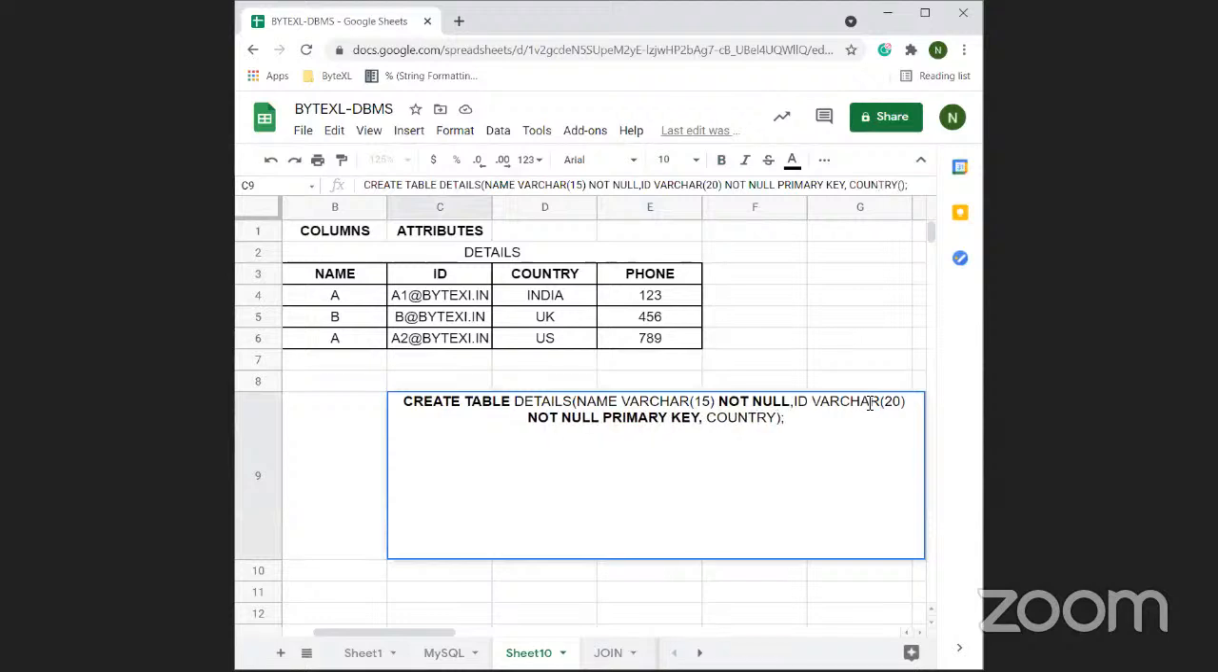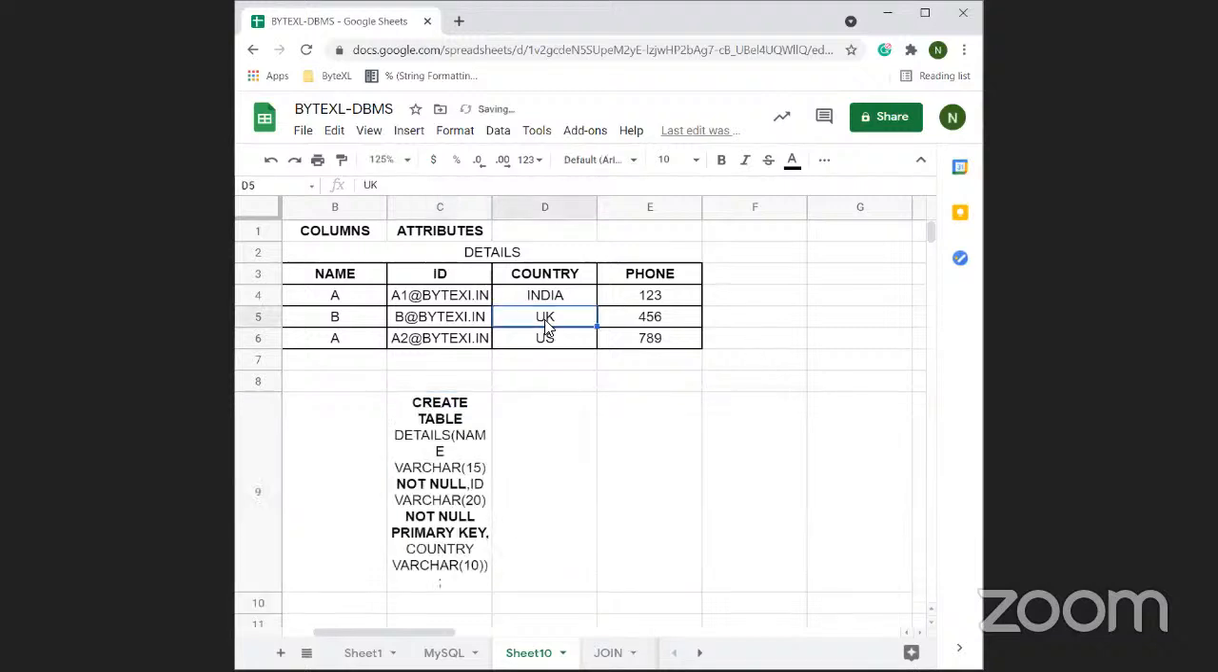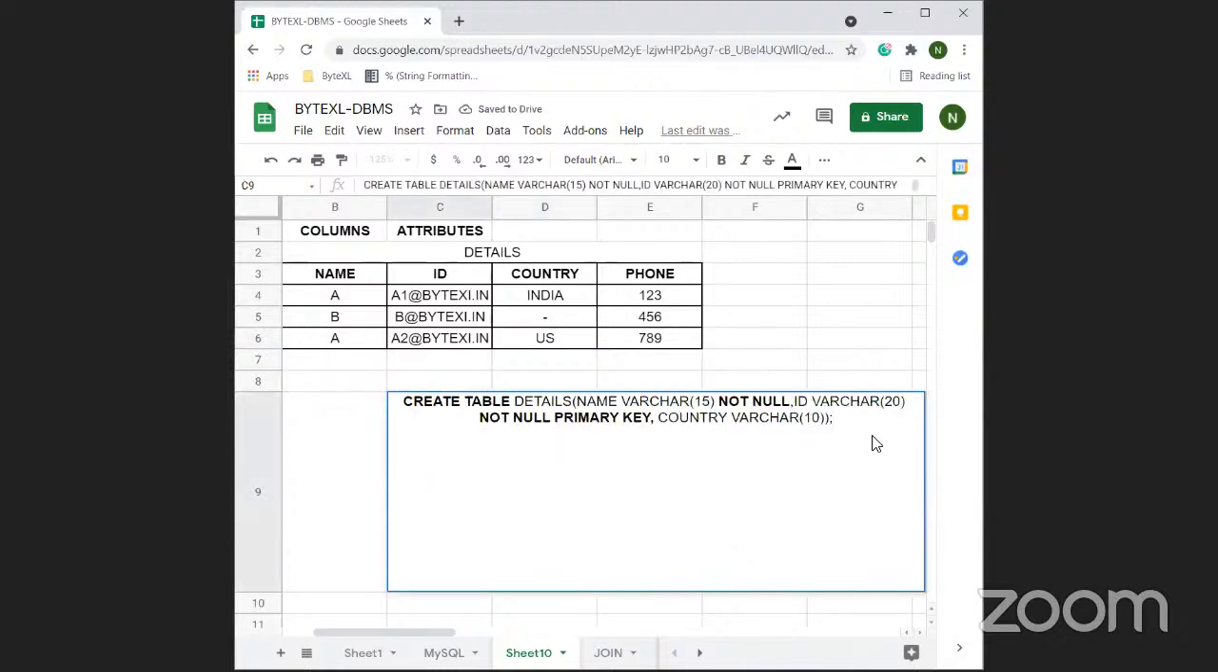Country. Again, the data type, we can use anything. Varchar is for string data type. I will explain that as well. And for size, maybe 10 is sufficient. Even if any person is not giving their country, no problem. That means I personally don't want country. It is not an important thing for me. Then I am not writing not null here.